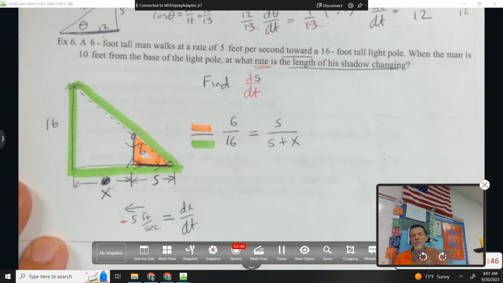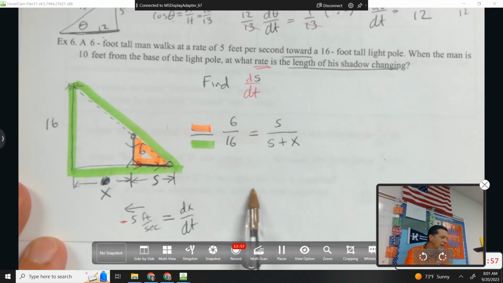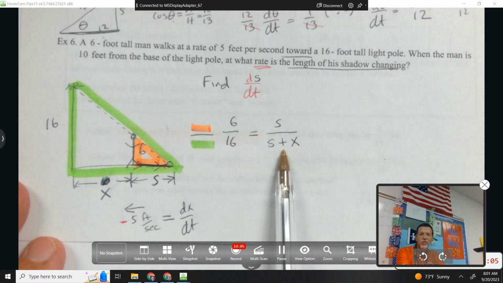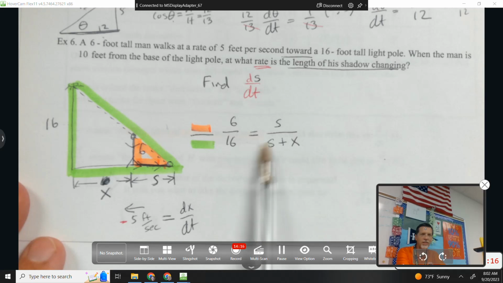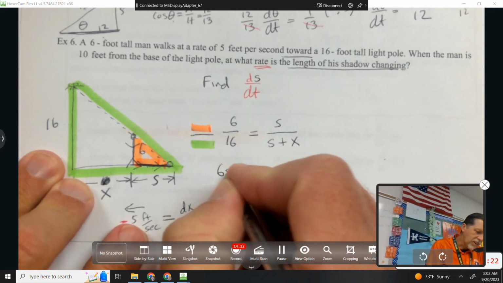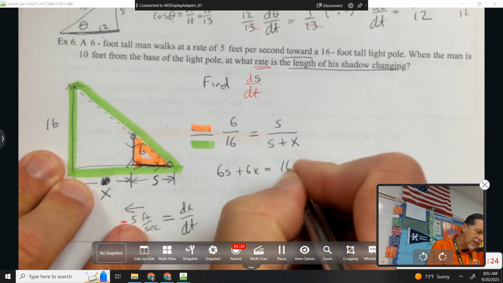So he's walking 5 feet per second, that's his speed, but as he's walking that fast, this x distance is shrinking at 5 feet per second. Okay, so I think I have everything I need. If I take a derivative right now, I would need the quotient rule. Yuck. Boo. Correct. I don't want to. So instead, let's cross multiply. Let's do algebra first and get rid of the denominators altogether. So 6s plus 6x equals 16s.